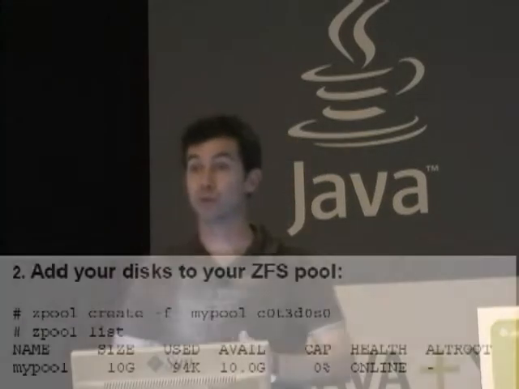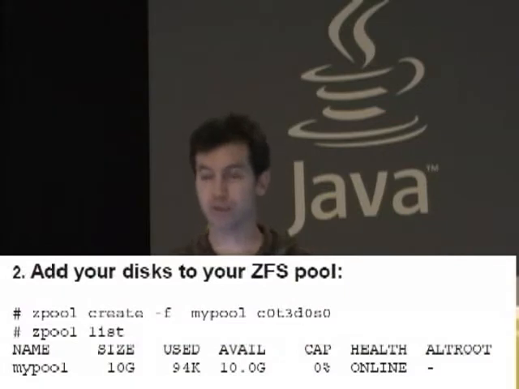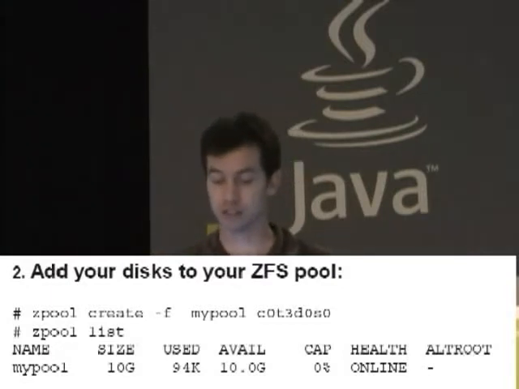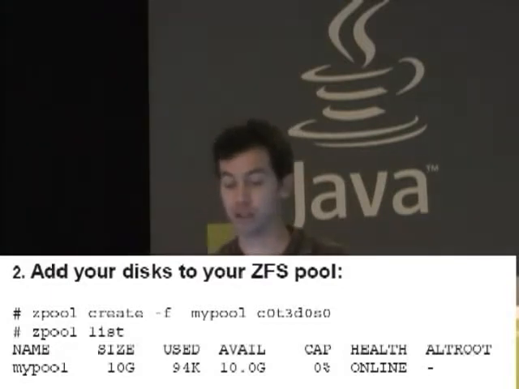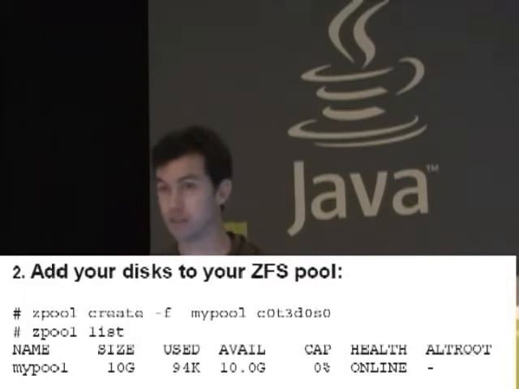So now I've identified my disks, what am I going to do? So you want to create a pool. When you create a pool, that essentially is analogous to the way that you would create a volume with a volume manager. And on top of that, you can then create a file system.